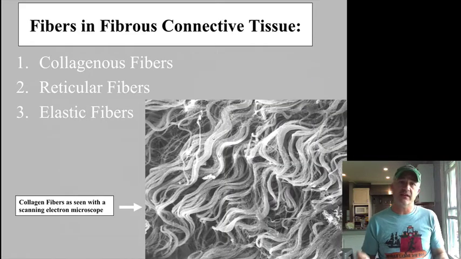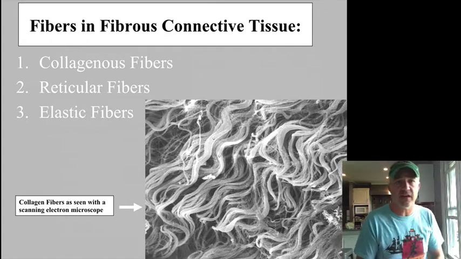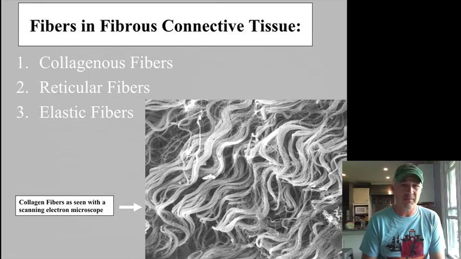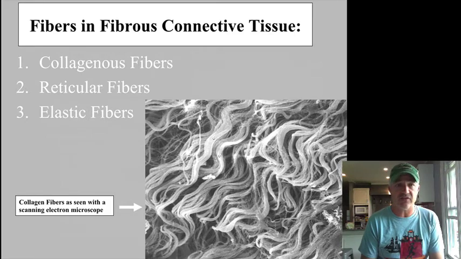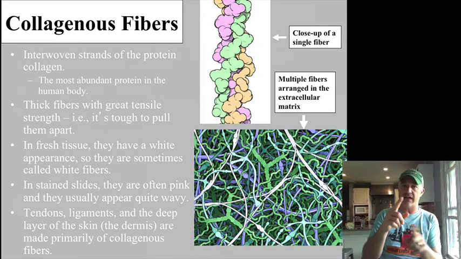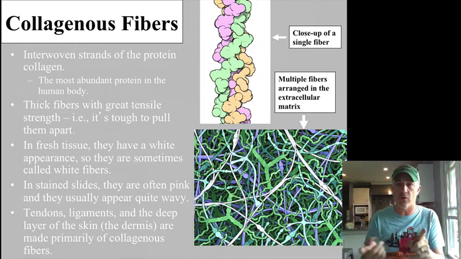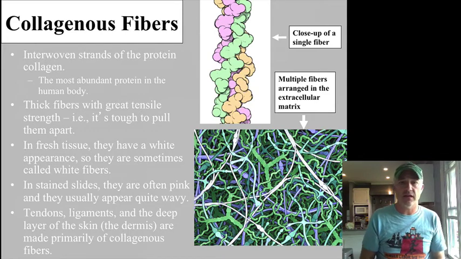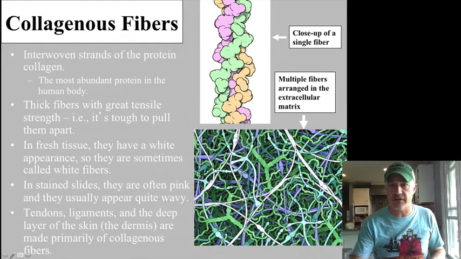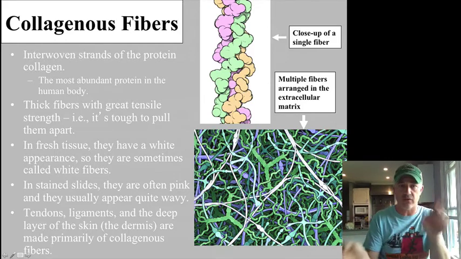The other thing that we'll see in connective tissue proper is these different types of fibers. You have what are called collagenous fibers, reticular fibers, and elastic fibers. Probably the most common of these is the collagenous fiber. Collagenous fibers, if you look at the one up there, kind of look like a woven rope, like a braided rope. You can see it's 3 layers kind of going over one another.